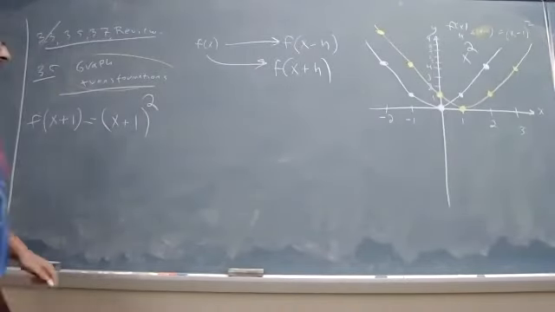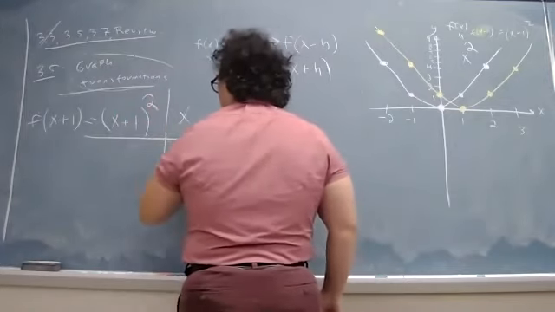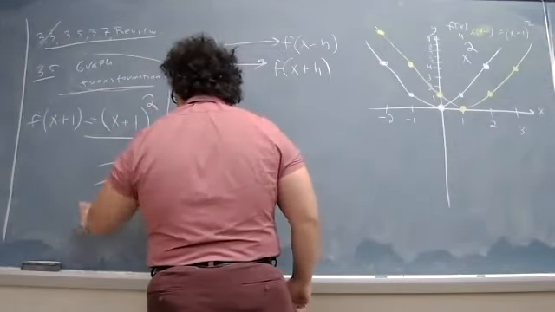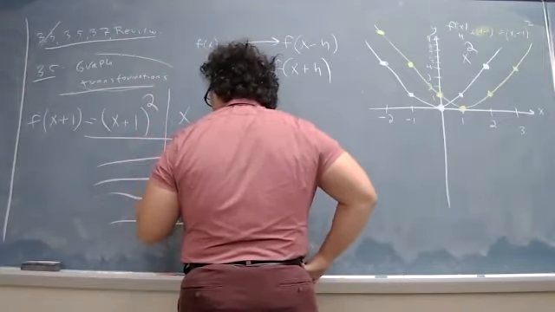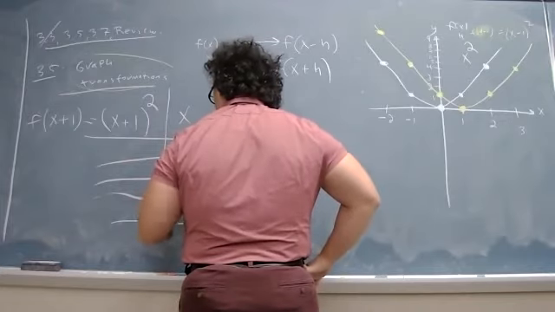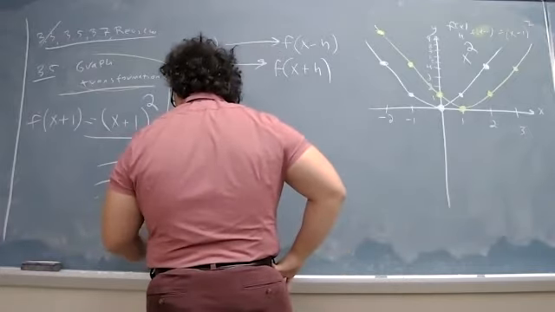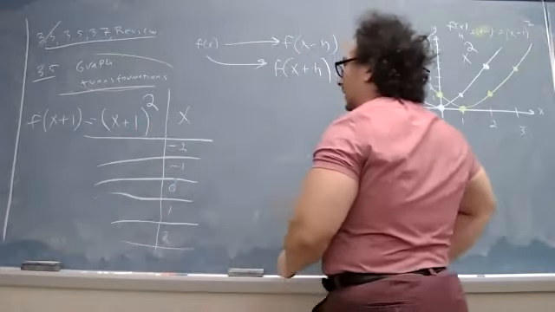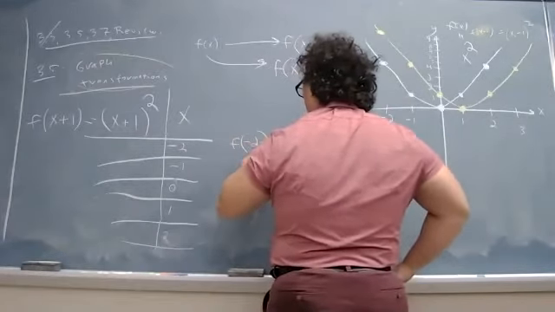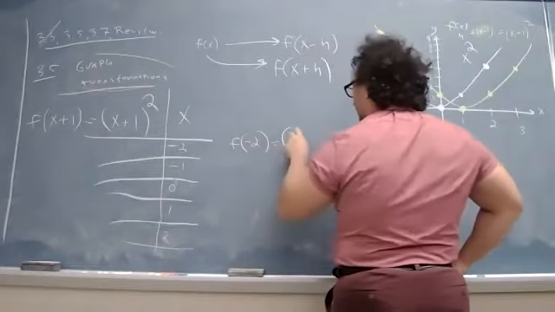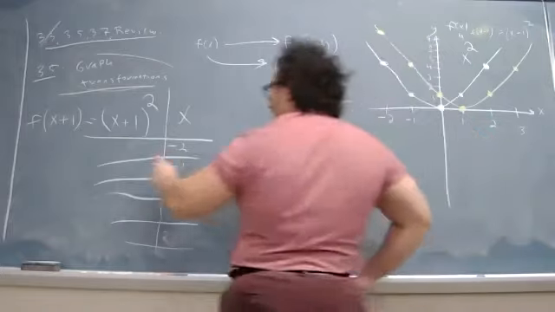Let's make an f of x table with this guy to test our hypothesis. So let's do -2, -1, 0, 1, and 2. These will be our test values. So what is f of -2? Well, that's just -2 plus 1 quantity squared. So this becomes -1 squared, which is 1. I put a 1 here.